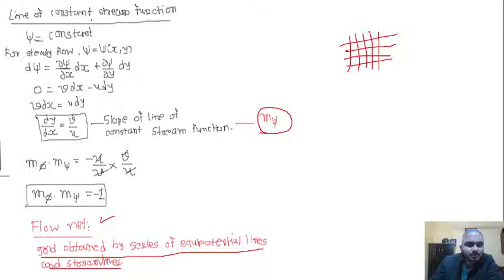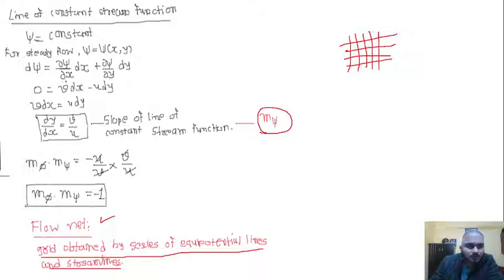The next is the line of constant stream function. So here psi is constant. For steady flow, psi is only a function of space coordinates x and y. So d psi is equal to del psi over del x dx plus del psi over del y dy. Here we have d psi equal to 0.